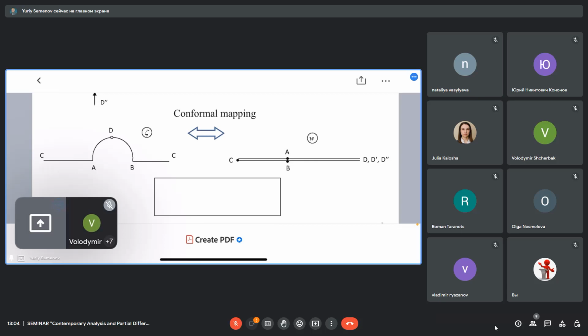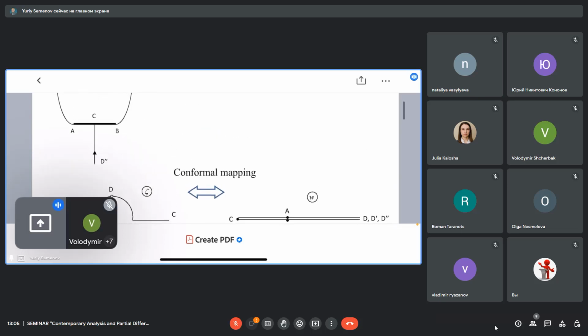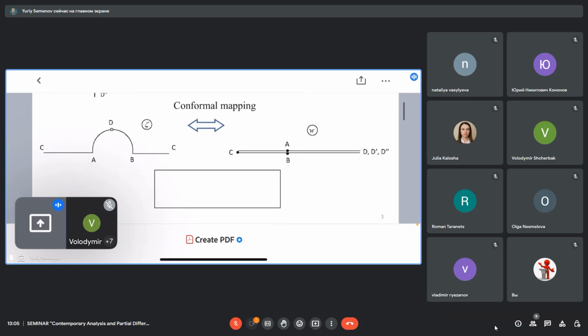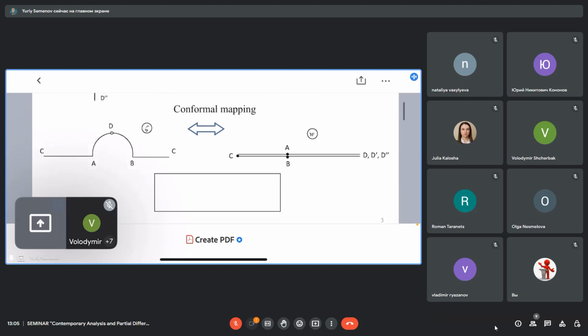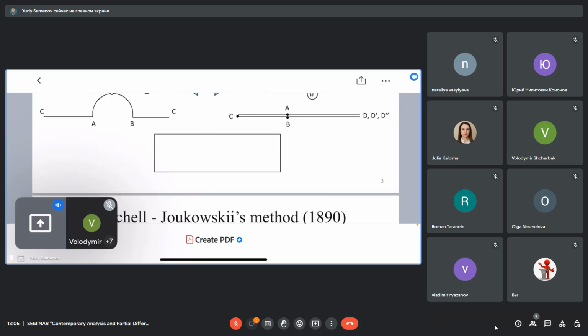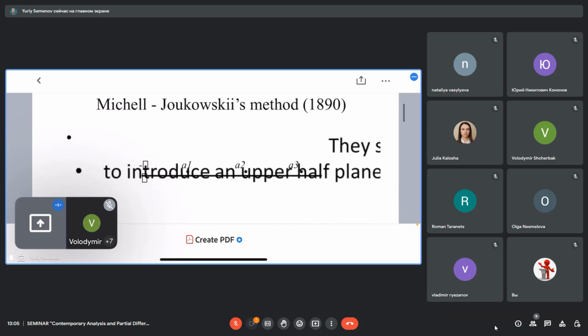So here the Kirchhoff method is shown. The physical plane is shown, then the function zeta, an inverse function of complex velocity, is shown, and also the plane zeta and the plane W, the complex potential plane. To solve the problem, we need to conformally map this half plane without a semicircle to the cut in the W plane.